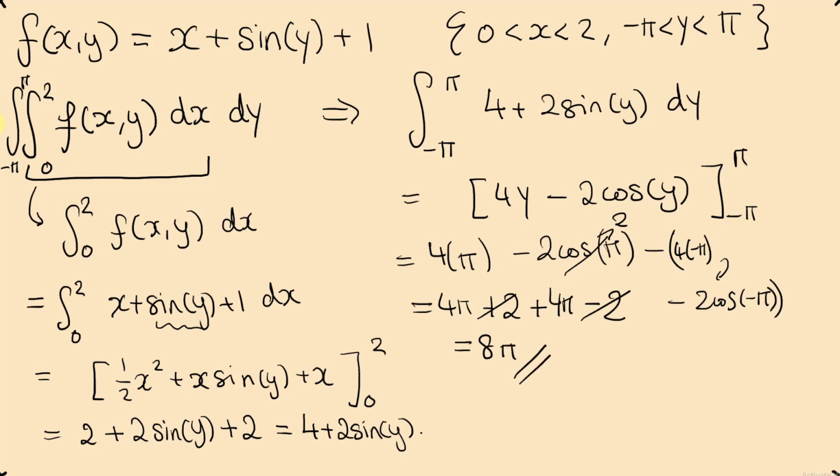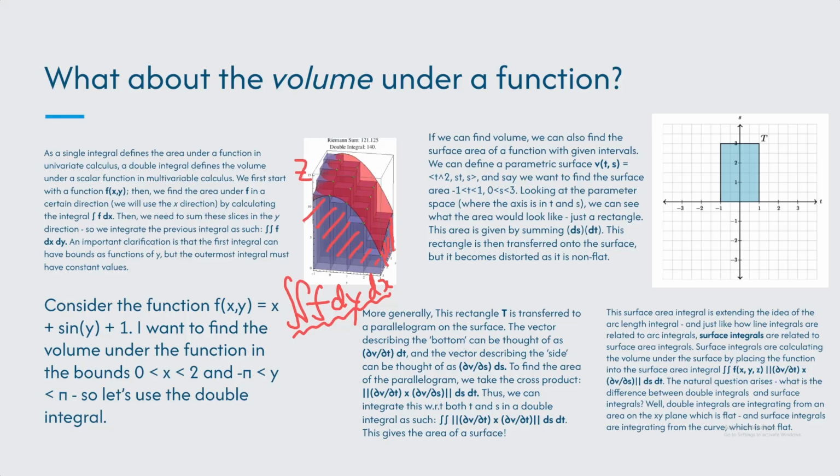So basically the volume under this function between minus pi and pi for x and 0 and 2 for y is 8 pi. Let's just check the answer. The answer is 8 pi, so we got the right answer there. But now that we know how to compute these, let's move on. Let's try to extend this idea a little bit.